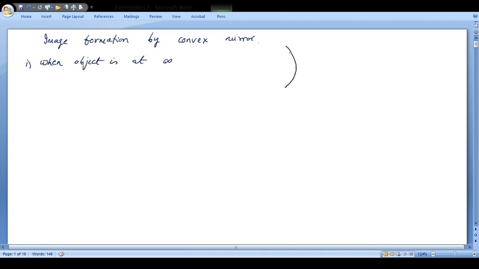So this is the convex mirror. Now if the object is at infinity, it means the parallel rays will be coming on it. So these are the parallel rays coming on it, and we know that a ray which is parallel to the principal axis, this is P, this is F, and this is C, will pass through the focus. So you'll have a ray diagram in this way. It will pass through the focus.